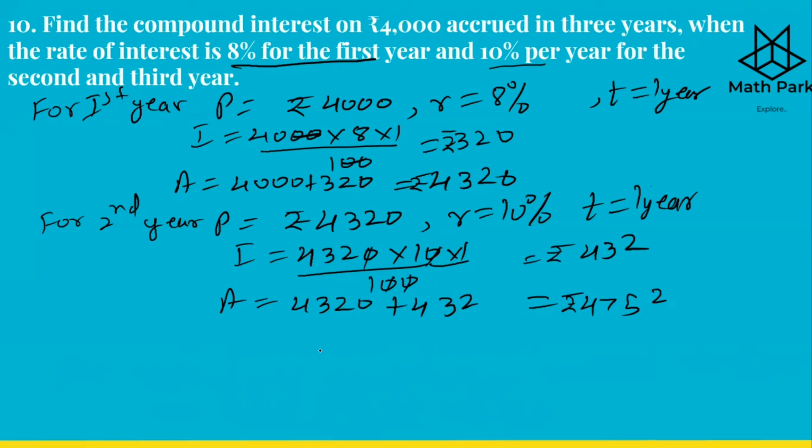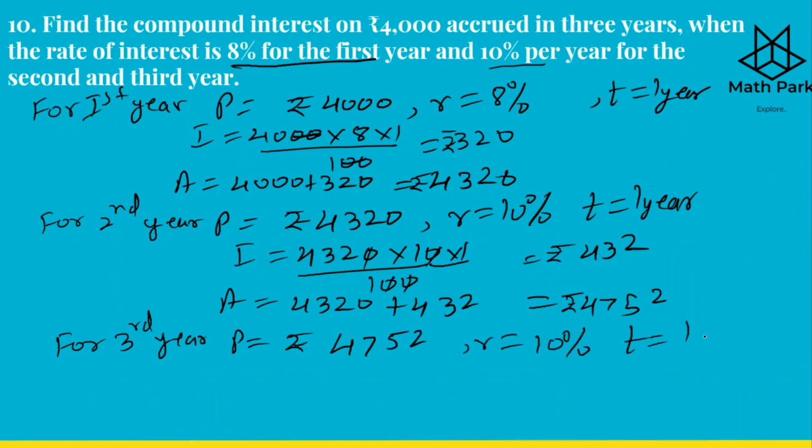So the amount that he is going to get is 4,320 plus 432, which is equal to rupees 4,752. Okay. Then for the third year, the principal is equal to rupees 4,752. The rate of interest is again 10%. The time period is 1 year. So you get interest is equal to 4,752 into 10 into 1 upon 100.